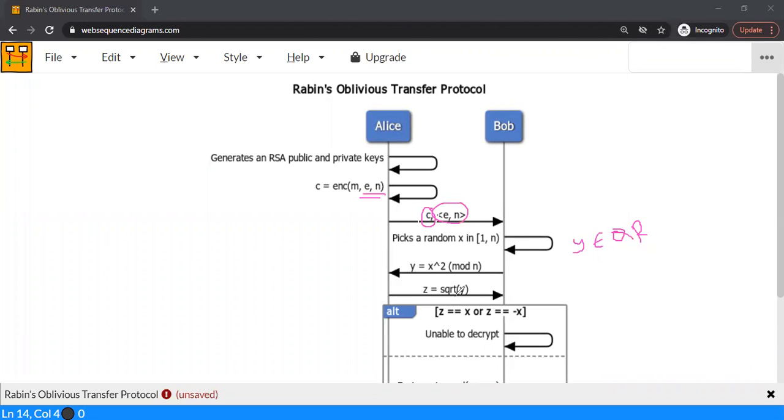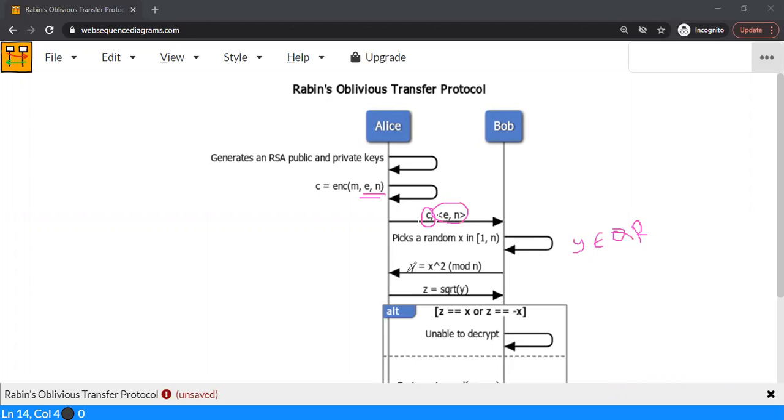So Alice is going to compute the square root of Y. Remember, there are 4 possible square roots in this context because N is a composite number made of 2 primes P and Q. But Alice is going to just compute one of the square roots. She computes the square roots, but she's going to send one of them to Bob. Bob then checks whether the square root of Y he received is X or minus X. Why is this the case?